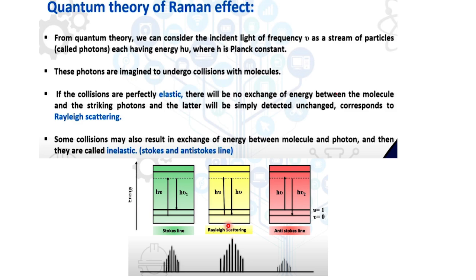So in case of Rayleigh, if the exact amount of energy is transferred, the electron will go to the excited state and again it will come to the ground state. Since it is the same amount of energy, the frequency of the emitted radiation will also remain the same as the incident radiation. But in case of Stokes, it will be a little bit lower. In case of anti-Stokes, it will be a little bit higher. The emitted frequency of the radiation will be higher.